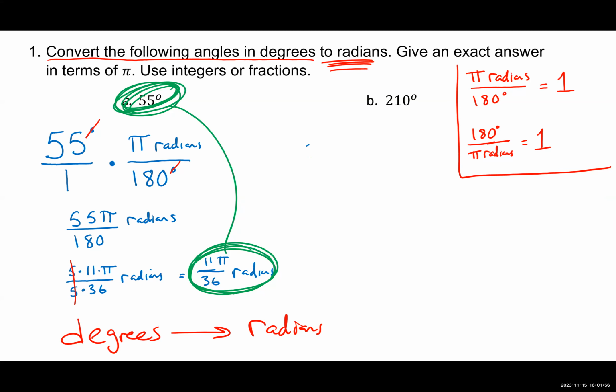Those two are equal. So we can do the same thing with 210. 210 degrees over 1 multiply by pi radians over 180 degrees. So we get 210 pi on top, 1 times 180 on the bottom, degrees on top, degrees on bottom, cancel. So the units left are radians.